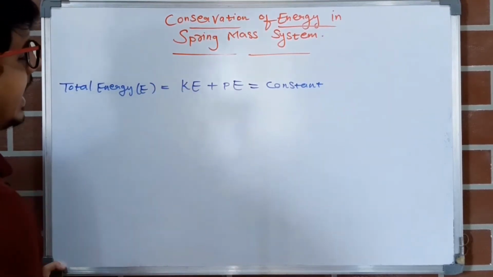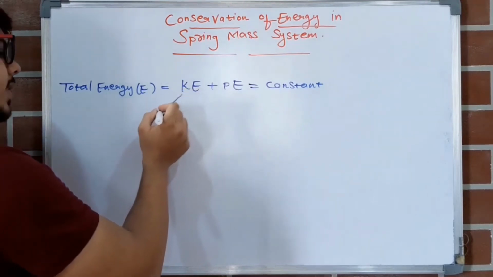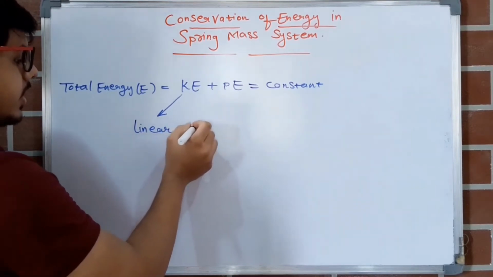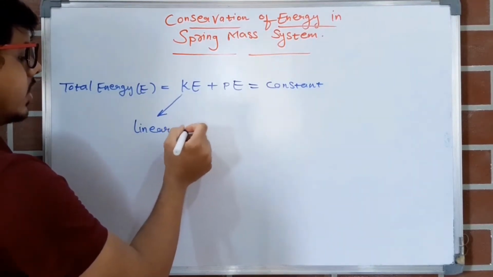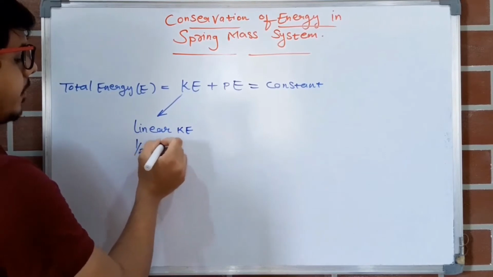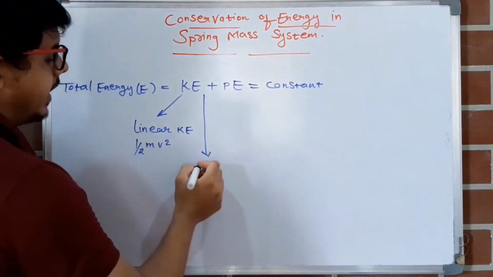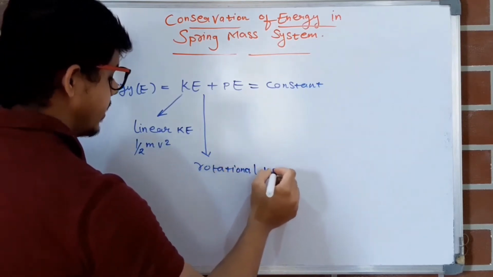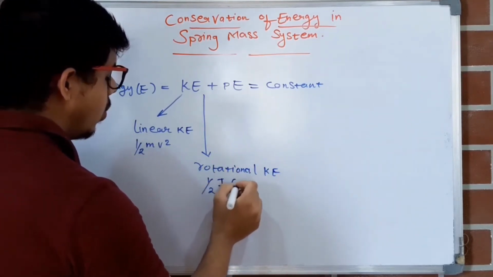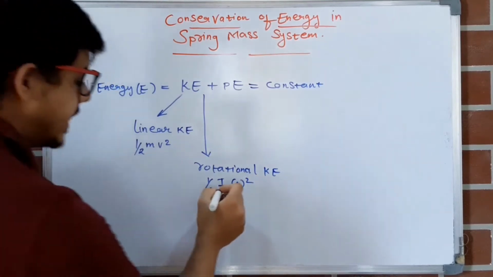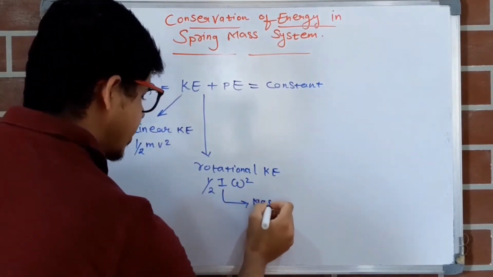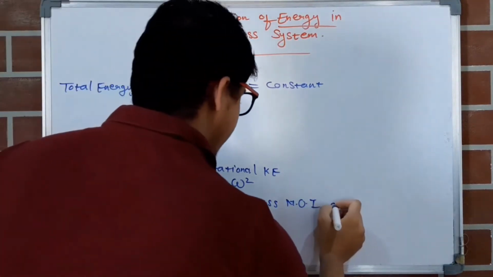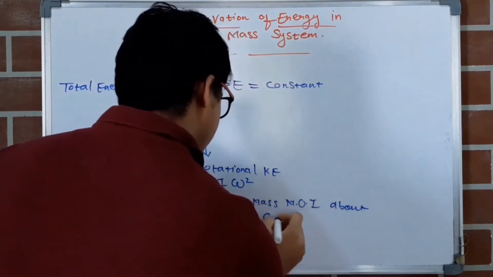First we will see the kinetic energy. In our spring mass system we have linear kinetic energy, because of the linear motion, that is half m v squared. And rotational kinetic energy, because of rotation, that is half I omega squared. Here I is the mass moment of inertia, and this is about the center of gravity.